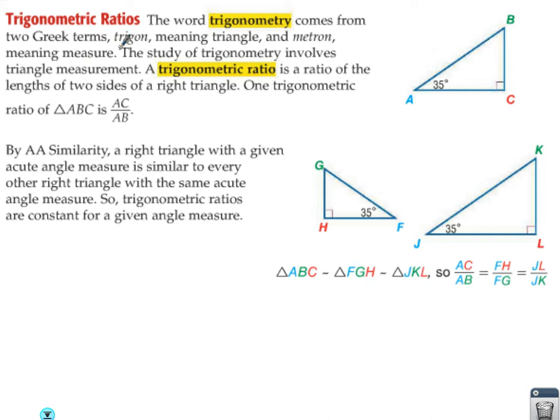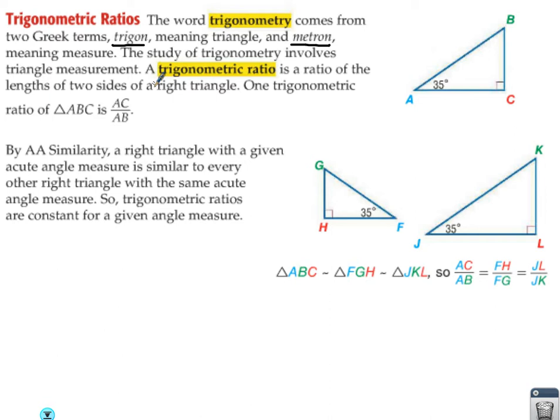The word trigonometry comes from 2 Greek terms, trigon, meaning triangle, and metron, meaning measure. The study of trigonometry involves triangle measures. A trigonometric ratio, and we all know what ratios are, the same way ratio of boys to girls, same thing. A trigonometric ratio is a ratio of the lengths of 2 sides of a right triangle.